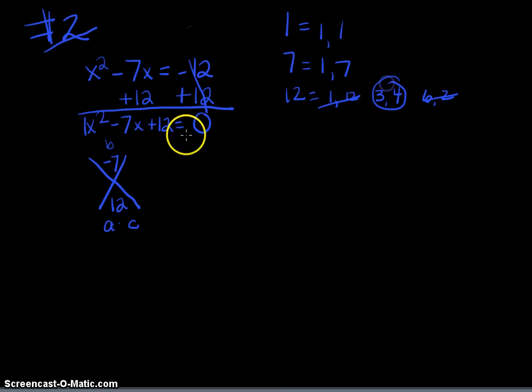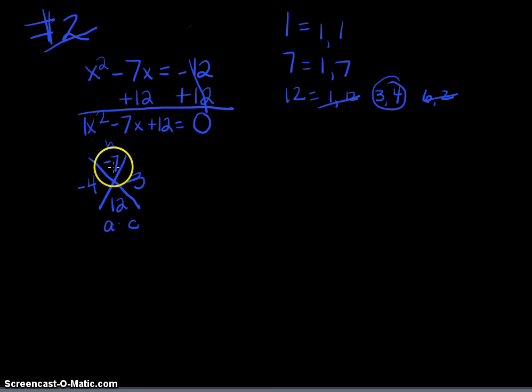So I'm left with 3 and 4. And I'm going to do 4 and 3. But 4 plus 3 is a positive 7. We need a negative 7. So we're going to put a negative sign in front of each. And so yeah, negative 4 plus negative 3 is negative 7.